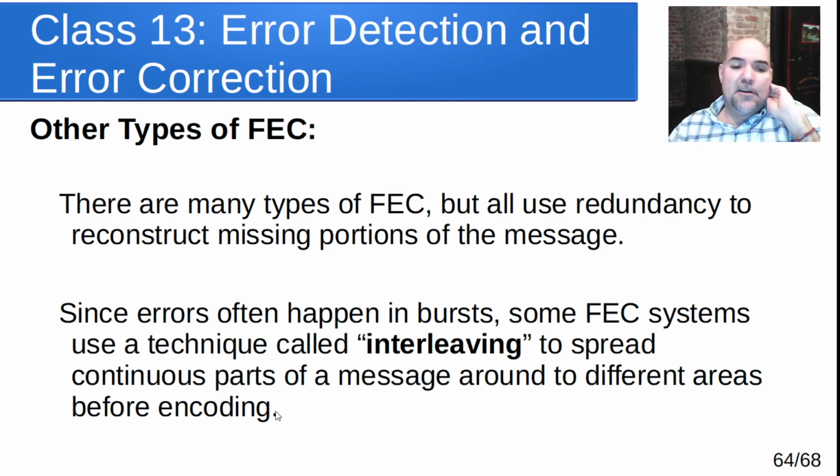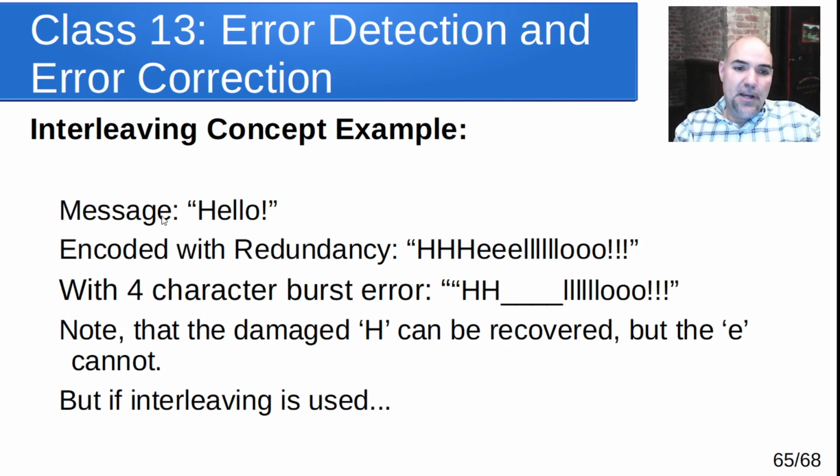And since errors tend to happen in bursts, some forward error correction systems use a technique called interleaving to spread the continuous parts of the message around to different areas before encoding. And there are wireless systems that do that as well. The idea is to show you kind of how that would work. Let's say we want to send this message hello. We encode it with redundancy by doing that. But then if we have a block error where it was continuous, which burst errors tend to be, that wipes out 4 characters, it will wipe out all of these E's and part of the H. We couldn't reconstruct that. So note that the damaged H could be recovered, but the E cannot.